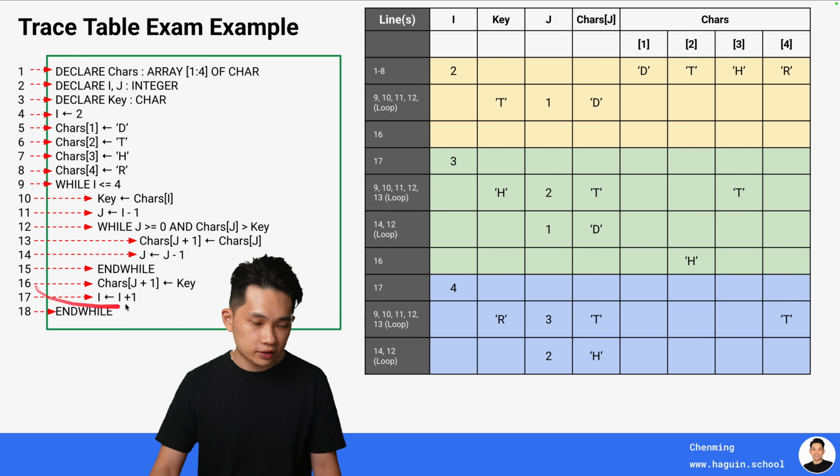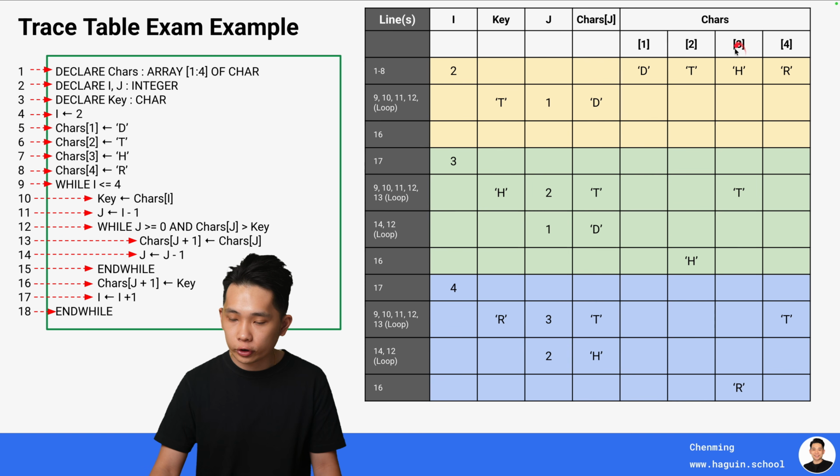And then for line 16, char j plus 1, which is char 3 here, is equal to key here. So what is key? Key is going to be r here. Therefore, char 3 here will be updated with the value r here. So let's look at this here. If you look at this right now, we have sorted the alphabet here, which is d, and then h, and then r, and then t in terms of alphabetical order.